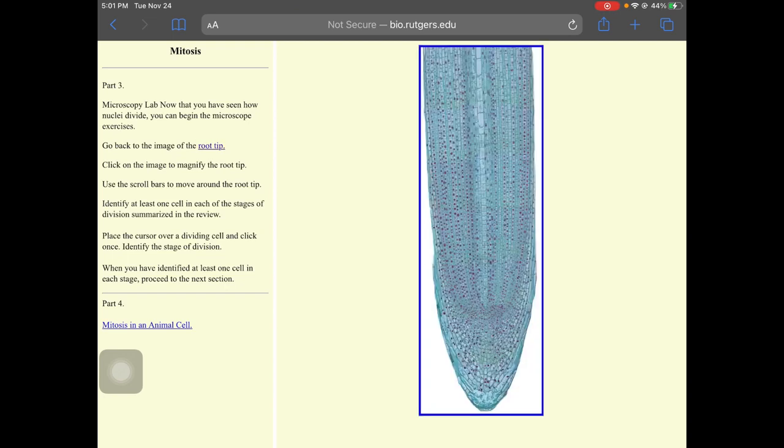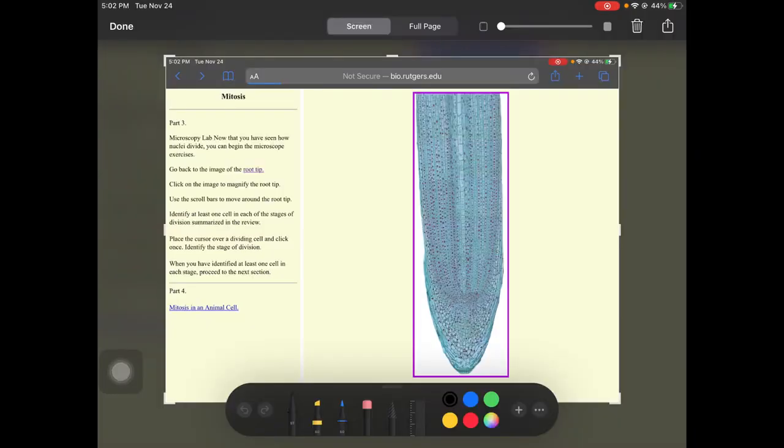is significant. What we're going to do is look at two different areas of this onion root. Now, I called them area X and Y. It doesn't really matter. What matters is we're looking at some area up here toward the top and some area down here toward the bottom. And what we're doing is just comparing those two areas. We want to know which area has more cells in mitosis.